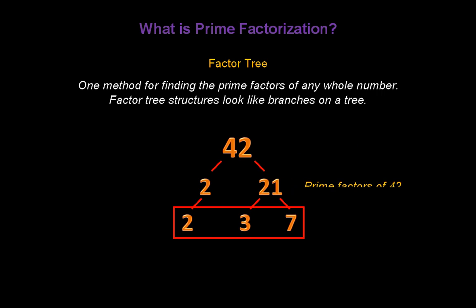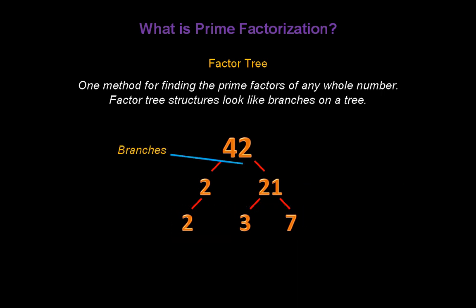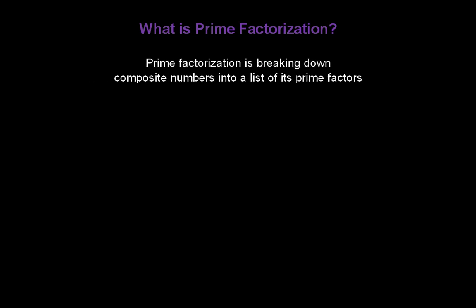Underneath that, I've broken 21 down further into 3 and 7. The numbers at the very bottom of the tree are 2, 3, and 7. They're all prime numbers, so they are the prime factors of 42. And the red lines that connect all the numbers, those are the branches of our factor tree. Prime factorization is breaking down composite numbers into a list of prime factors, or prime numbers.